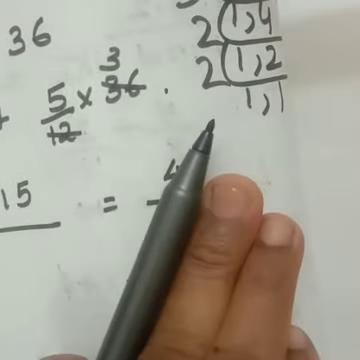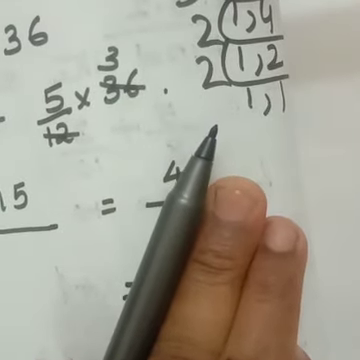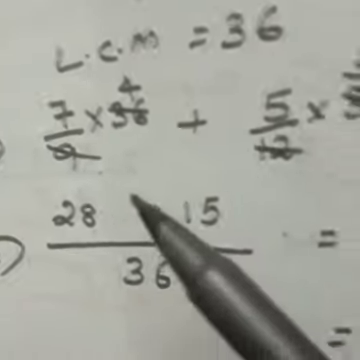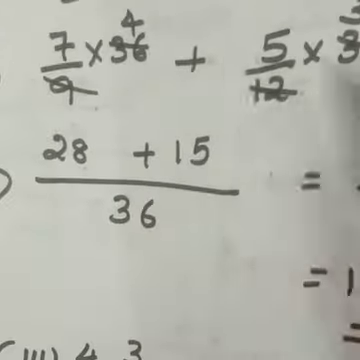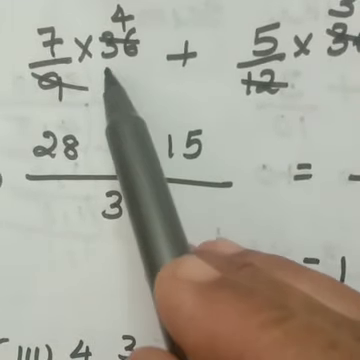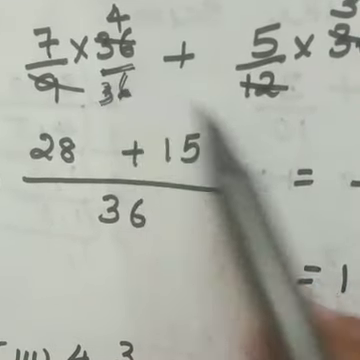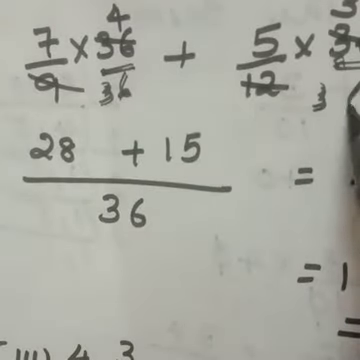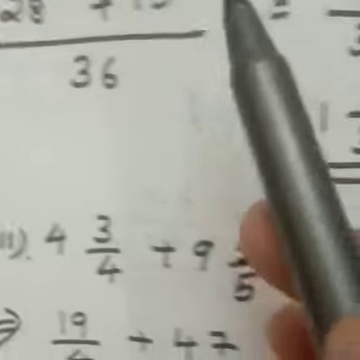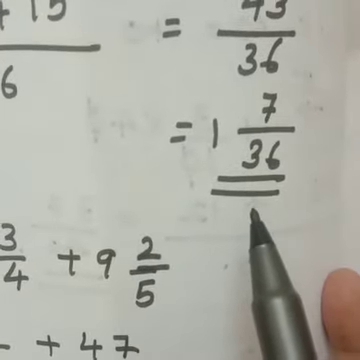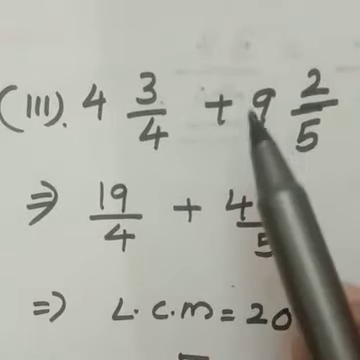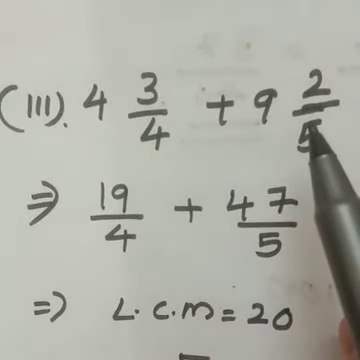You have to find out the LCM, 36. After getting the LCM, you have to multiply each fraction with the LCM. See, here 36 is there. Normally we are not writing it at all, but here I have added it. Clear? Next, the mixed fractions: you have to convert this mixed fraction into an improper fraction.